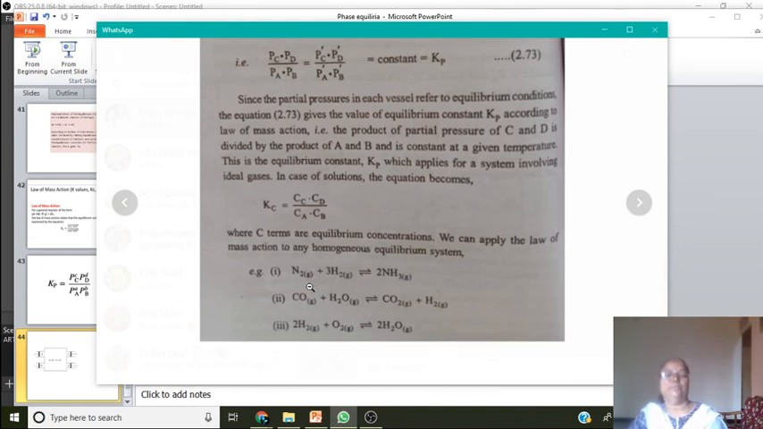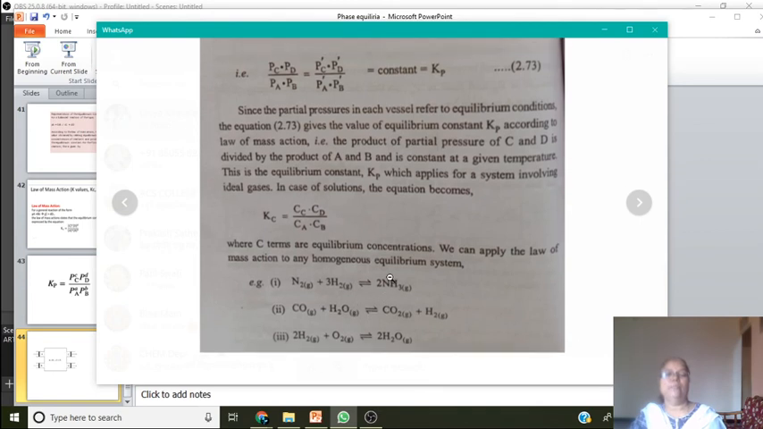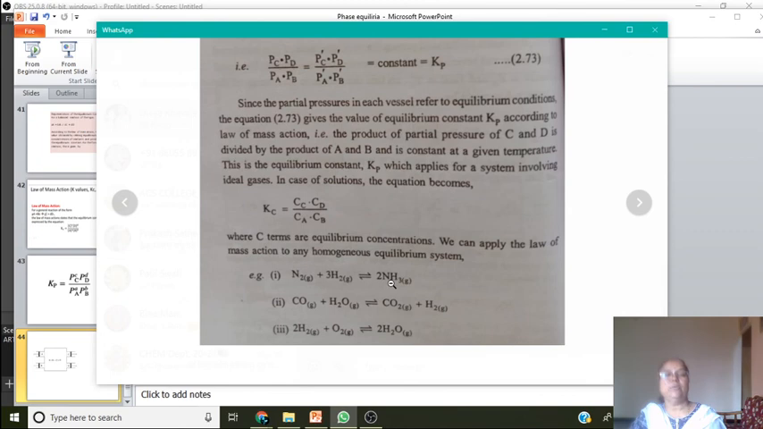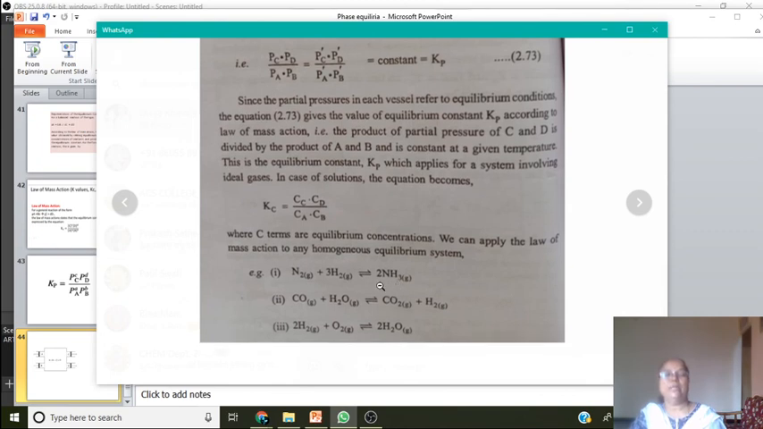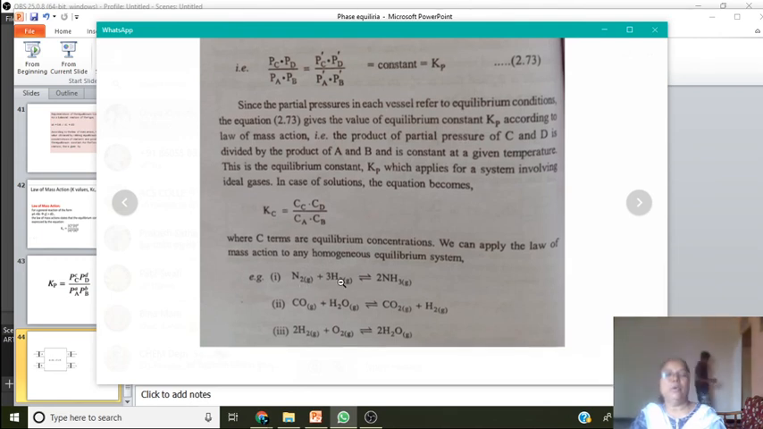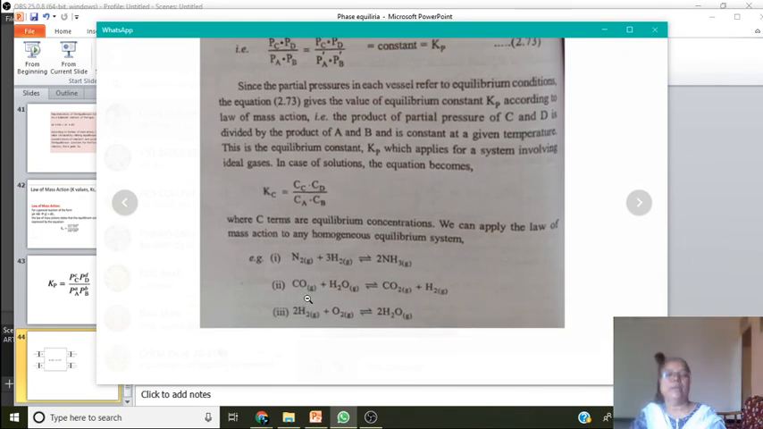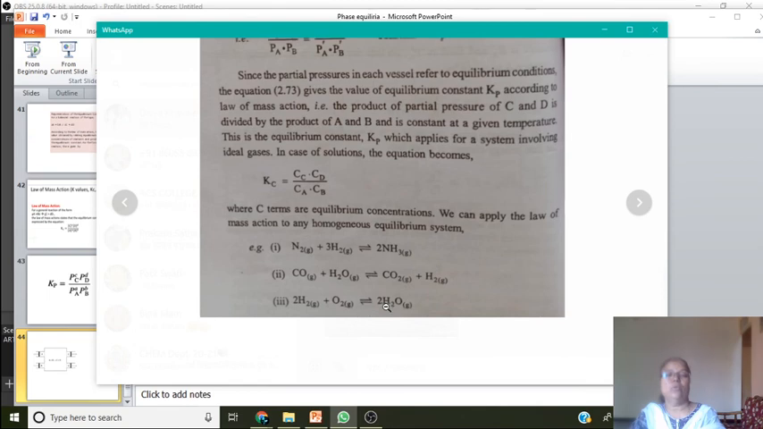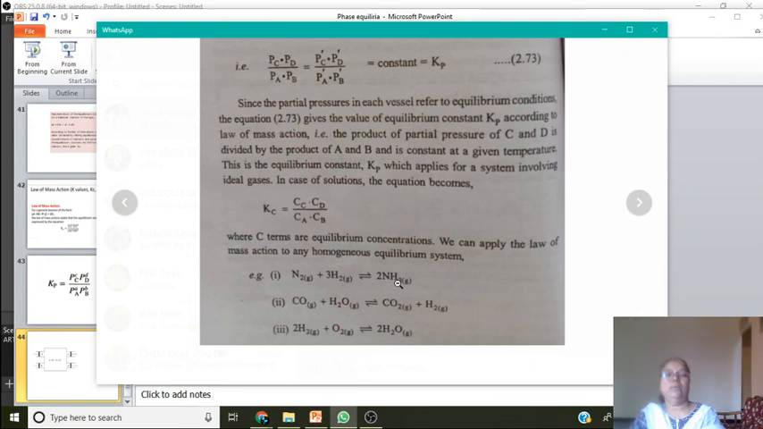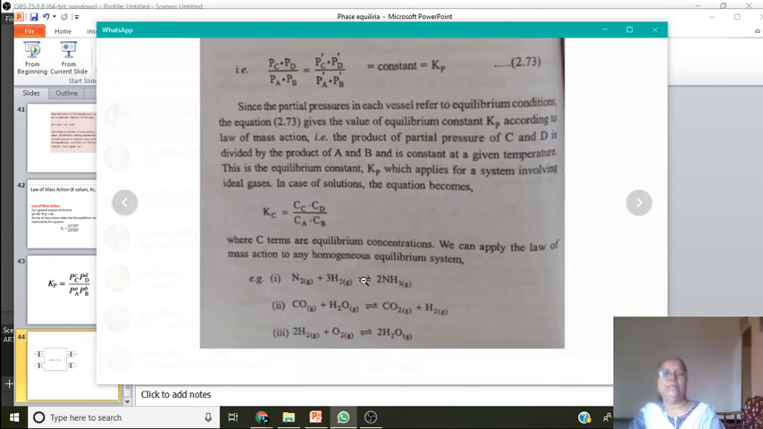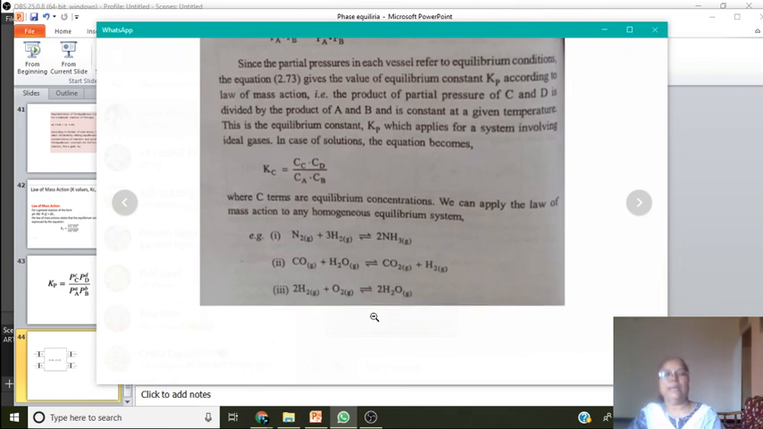For example, N2 gas reacts with H2 gas to form NH3 gas, and the equilibrium constant Kp of this first reaction is equal to the pressure of NH3 raised to 2, upon the pressure of N2 gas into the pressure of H2 raised to 3. Similarly, for the second reaction, CO gas reacts with H2 gas to form CO2 and H2, and in the third reaction 2H2 reacts with O2 to form 2H2O. So try to write down the Kp equations, or equilibrium constant equations, for all these three reactions, and in the next lecture we will see the van't Hoff isotherm equation.